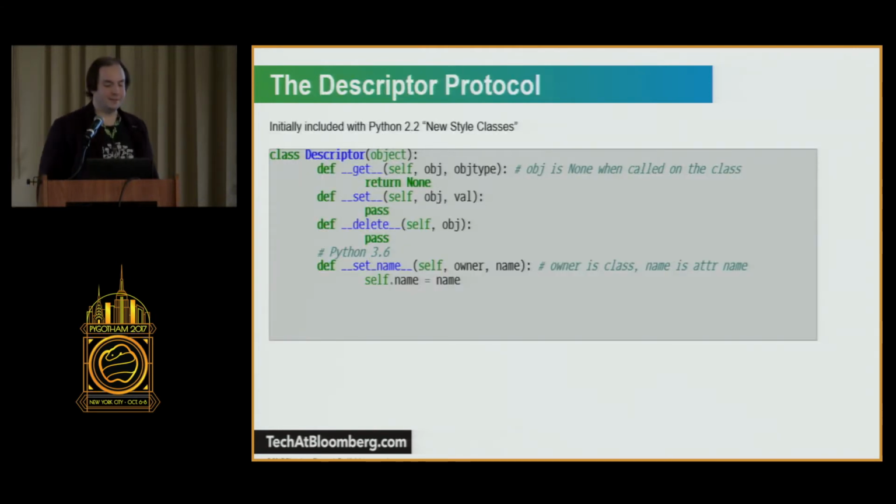So here then is the descriptor protocol. It's 3 methods and one that just came in 3.6. This is the only change since 2.2. dunderGet, dunderSet, dunderDelete for all those times that we actually delete our instance attributes. I can't remember having done that, but surely someone has recently.